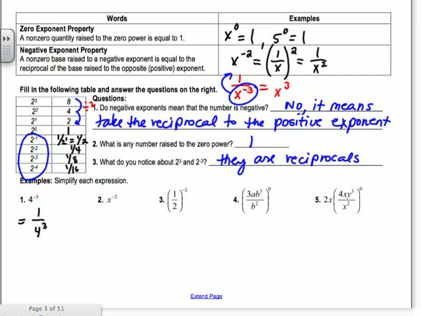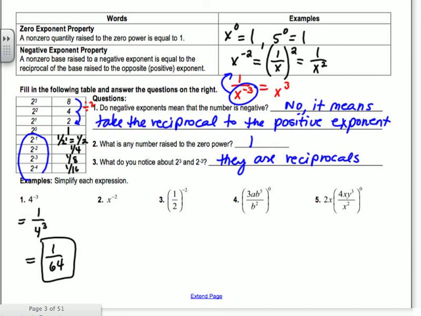Think about 4 times 4 times 4. 4 times 4 is 16. If you do 16 times 4, that's 64. So it's 1 over 64. So even though it had a negative exponent, my number was not negative in the end. It was just a tiny little fraction.